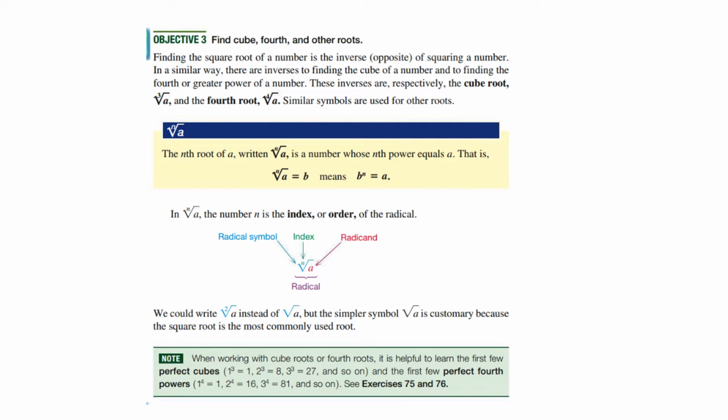Similarly, if we were to try to find the cube, fourth, and other roots, we would say that the nth root of a, written with an n in the index area, is the number whose nth power is equal to a. That is, the nth root of a is equal to b means b raised to the nth power is equal to a. In the nth root of a, the number n is the index, or order, of the radical. Then you have the radical symbol, the index, and underneath the radical symbol the radicand. The whole thing is called a radical.